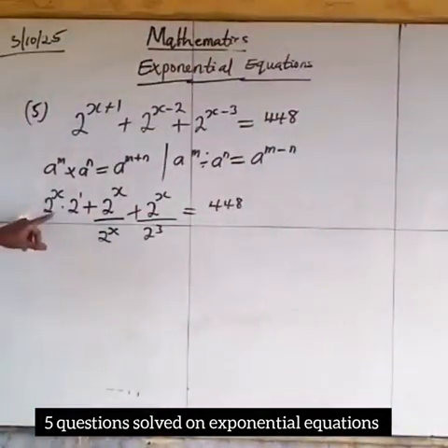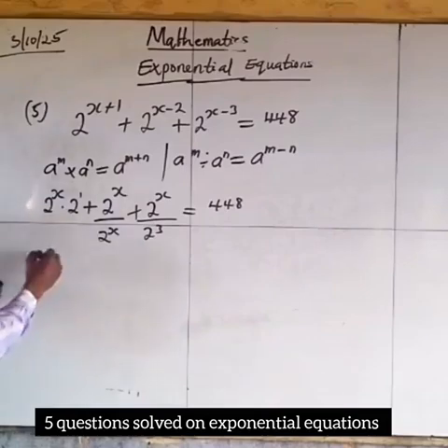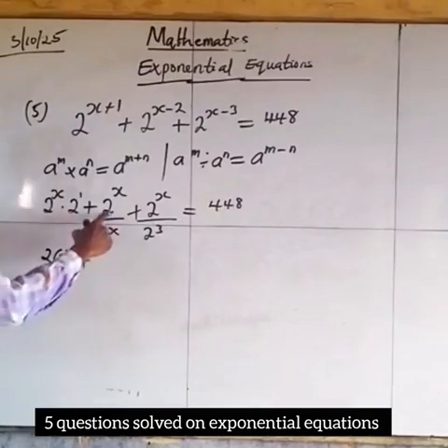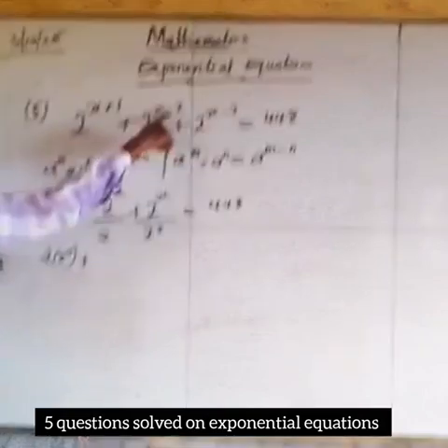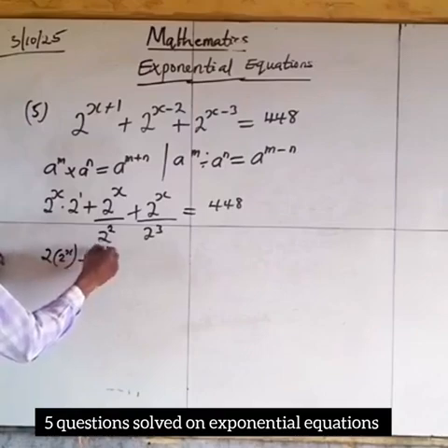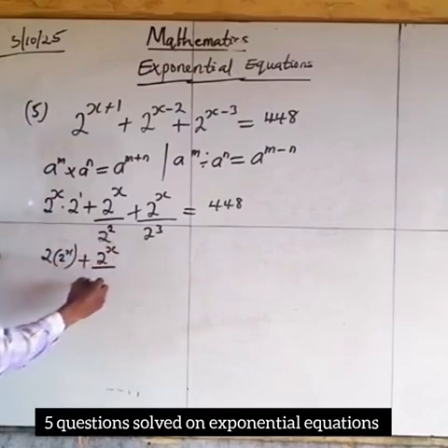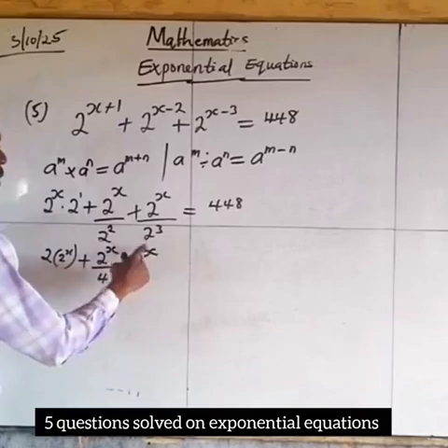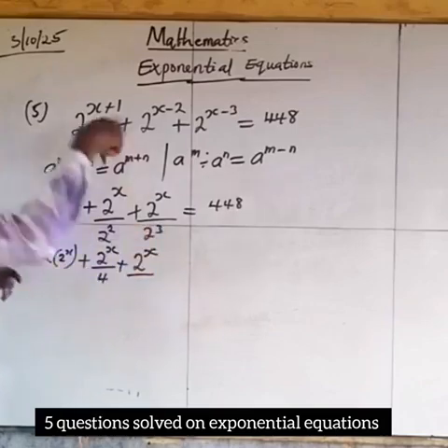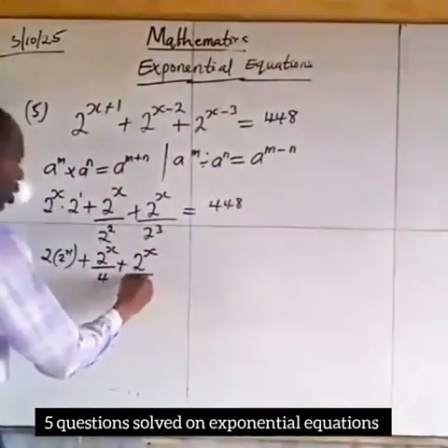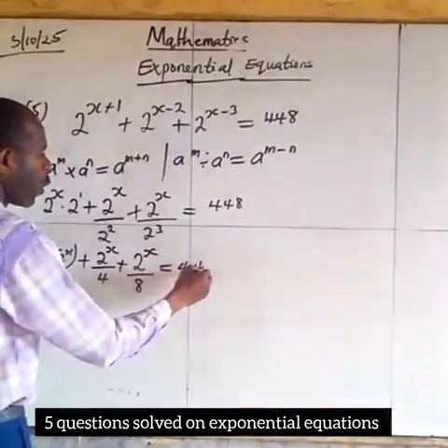All right, since 2 raised to the power 1 is sitting as 2, it's going to give us 2 multiplying 2 raised to the power x. Then plus 2. Sorry, this is 2 here, not 2 raised to the power x. Then 2 raised to the power x over 2 raised to the power 2, that is 2 squared, is 4. Plus 2 raised to the power x all over 2 raised to the power 3, which is 2 times 2 times 2, 3 times. It will give you 8, equal to 448.